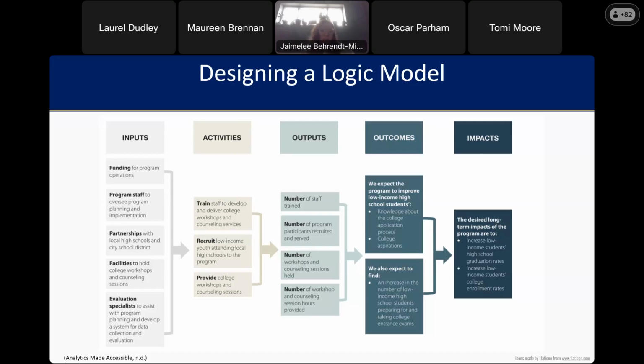And then the other piece of this is really thinking about who you have as your evaluation specialist, right? Do you have folks who are able to collect your data? Do you have folks who are able to analyze your data?